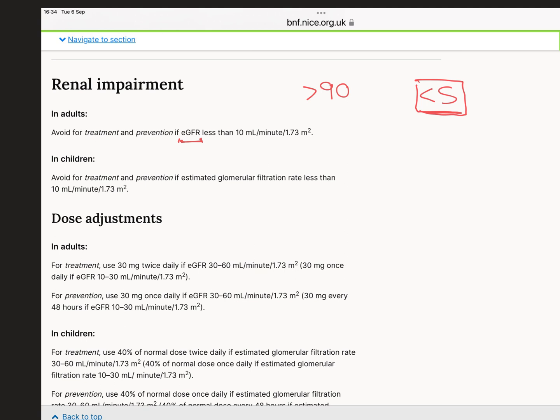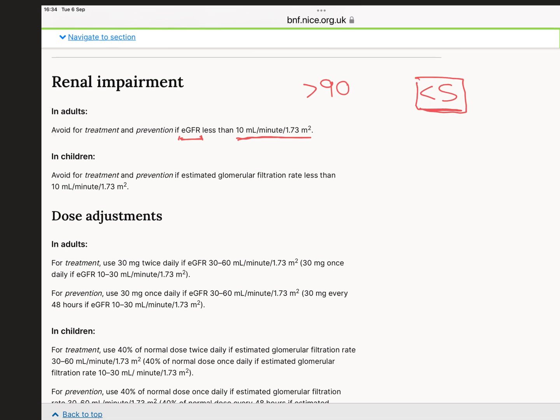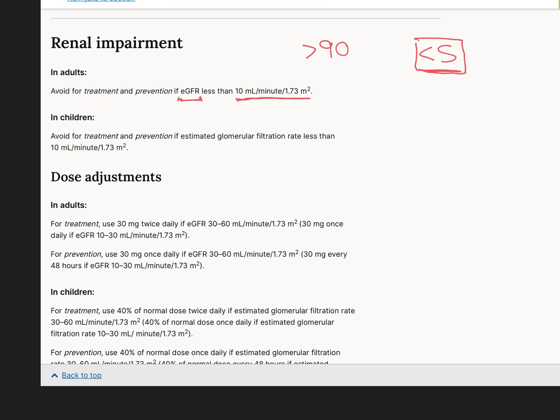So what the BNF is telling us here is that if the person has an eGFR less than 10, then we should not be prescribing oseltamivir ideally, unless, of course, the benefit truly outweighs the risk. If this person is life-threateningly ill from what is clearly viral pneumonia and they have swab positive for influenza and they're going to die most likely from this infection, then we want to do everything we can, and in that case they might put them on oseltamivir after consultation maybe with a renal specialist, or just a phone call with a renal specialist to discuss it with them. But it certainly says avoid for treatment and prevention if eGFR less than 10.